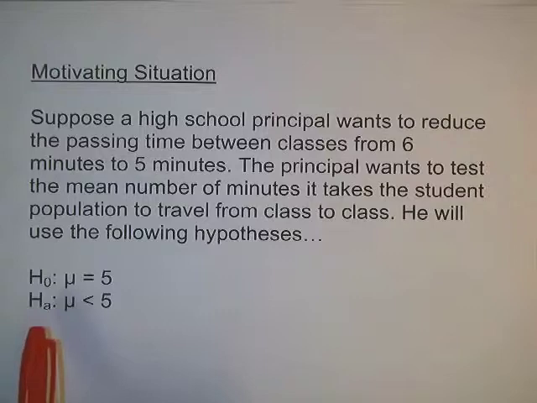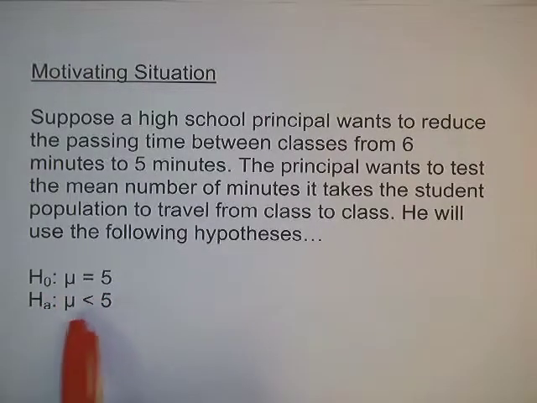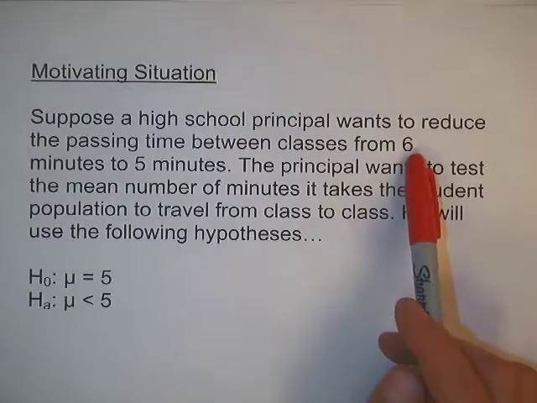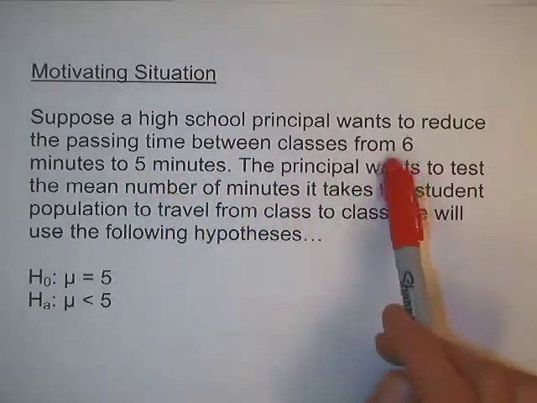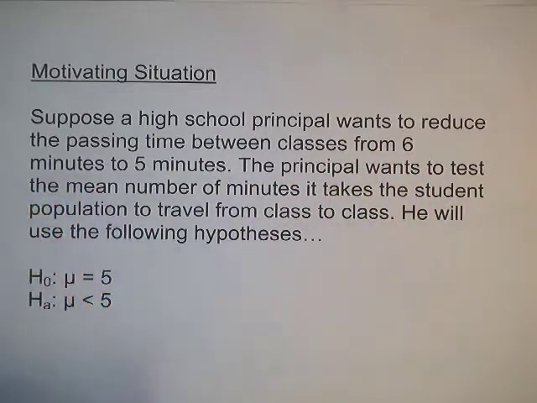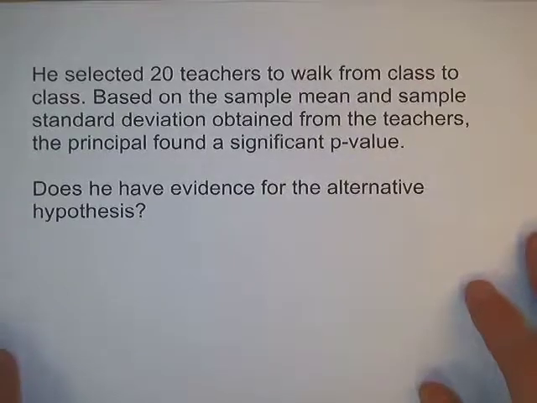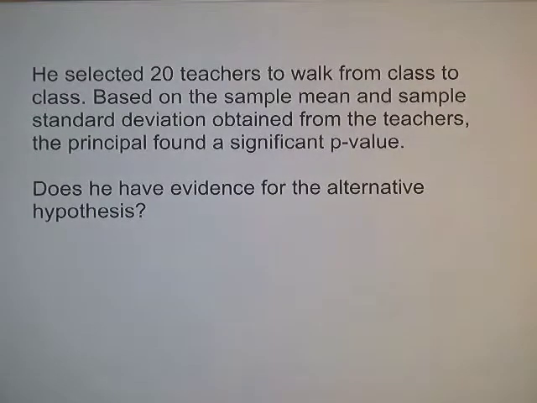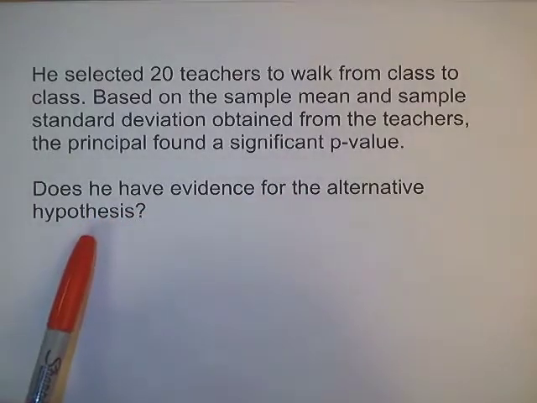What he wants to do is have evidence for the alternative hypothesis to show that it really takes students less than 5 minutes, so that they really only need 5 minutes to get to class instead of the 6 minutes. All right, so he selected 20 teachers to walk from class to class. Based on the sample mean and the sample standard deviation obtained from the teachers, the principal found a significant p-value. Does he have evidence for the alternative hypothesis?